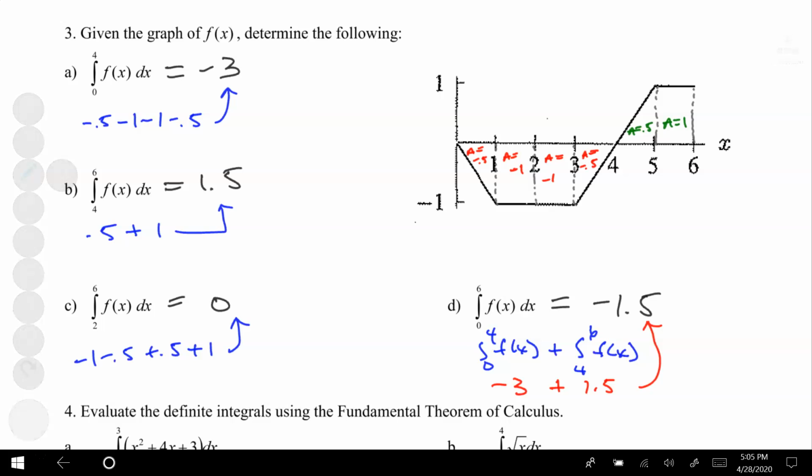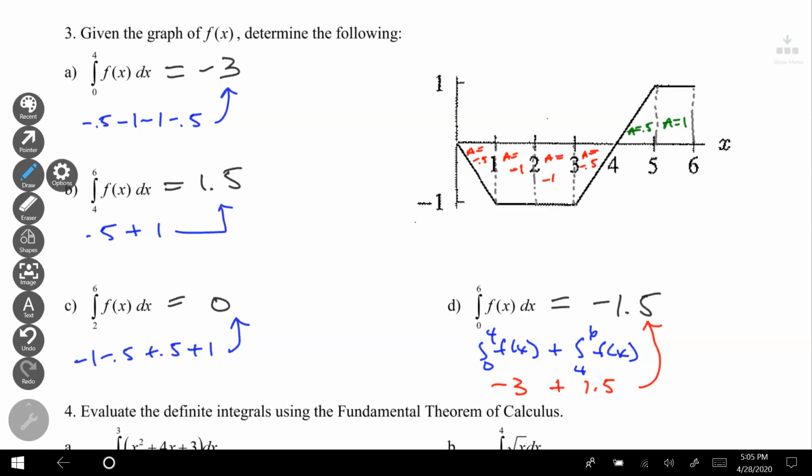And all I'm doing is adding up all the little areas of this figure to make up the whole definite integral in part A from 0 through 4. I have all these values here in blue, and they add up to negative 3. From 4 to 6 is all here in green, and that adds up to 1.5. And then I did from 2 to 6, and I did all this area and all this area, and they all canceled out. They're exactly the same size. One's positive, one's negative, so the total integral is equal to 0.